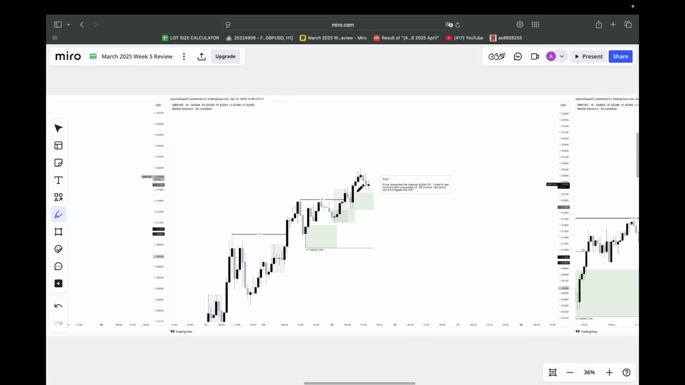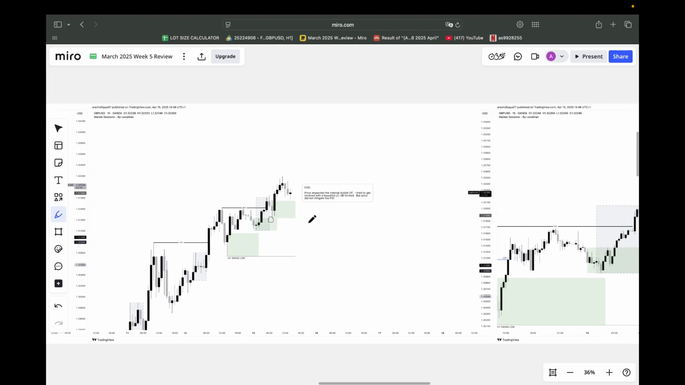Price made a pullback, did not mitigate this POI. It just touched this POI and started to push up. So there was nothing much about this today. The only thing that I can do is look for a trade on this POI, but there is a much more high probability POI below with equal lows. So this POI is just inducement for that POI. So that's what my game plan says.